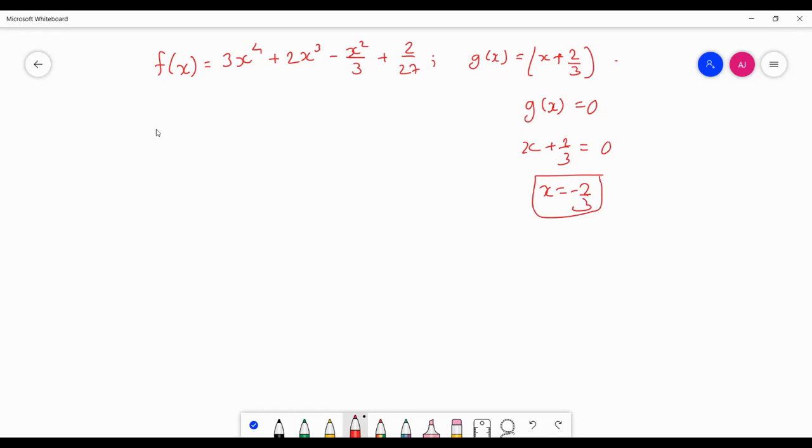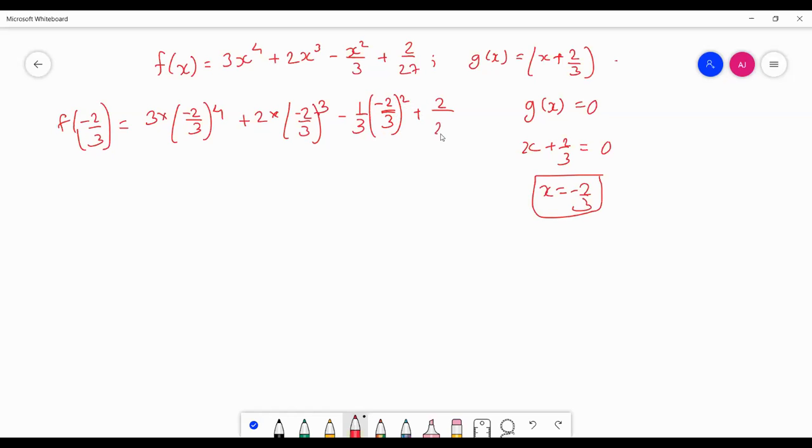Now we will substitute this value in f(x). So we will find f(-2/3). It will become 3 into (-2/3) to the power 4, plus 2 into (-2/3) whole cube, minus 1/3. See, it was x, it is x square by 3. So we will keep 1/3 separate and we will do x square. So it will become (-2/3) whole square plus 2 upon 27. Okay, so now, Aliya, can you tell me after this what should I write?